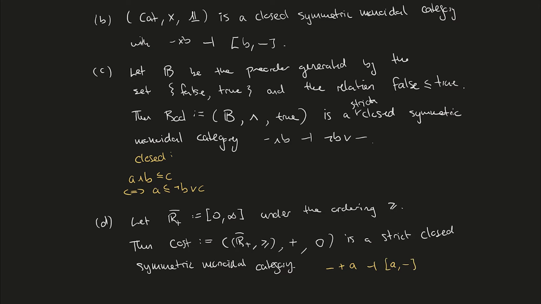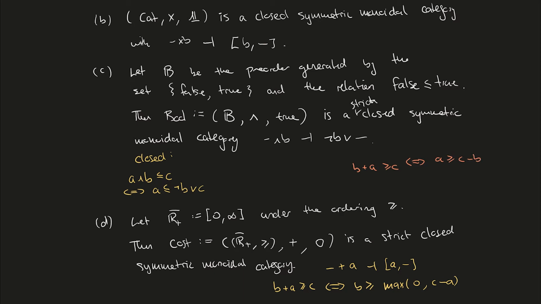Again, because this is a preorder, we can translate this to the condition that b plus a be greater than or equal to c if and only if b is greater or equal to, and here comes the operation between a and c. Now it turns out that the right operation to take is the maximum between 0 and c minus a. This is simply the case because b plus a is greater or equal to c if and only if a is greater or equal to c minus b.